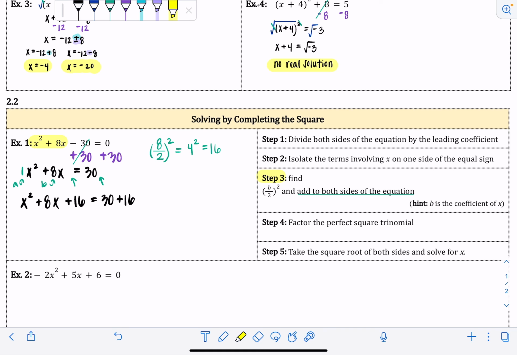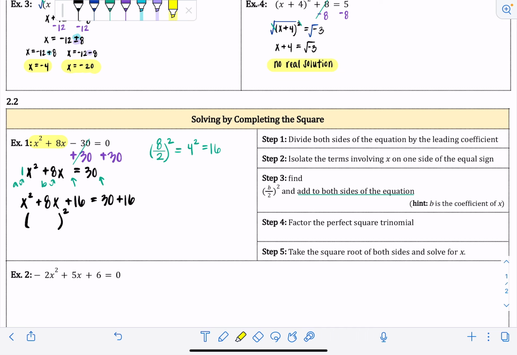And now what we did on the left side is we created what's called a perfect square trinomial. So you'll see on step 4, it says factor the perfect square trinomial. You can technically factor this using the methods that we learned in the last lesson, but there's kind of a shortcut. Perfect square trinomials always factor into a binomial squared. That means there are two terms inside the parentheses and then it's squared.